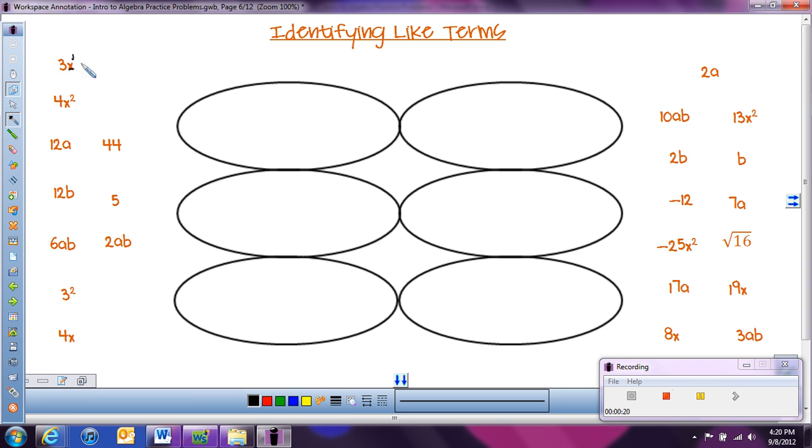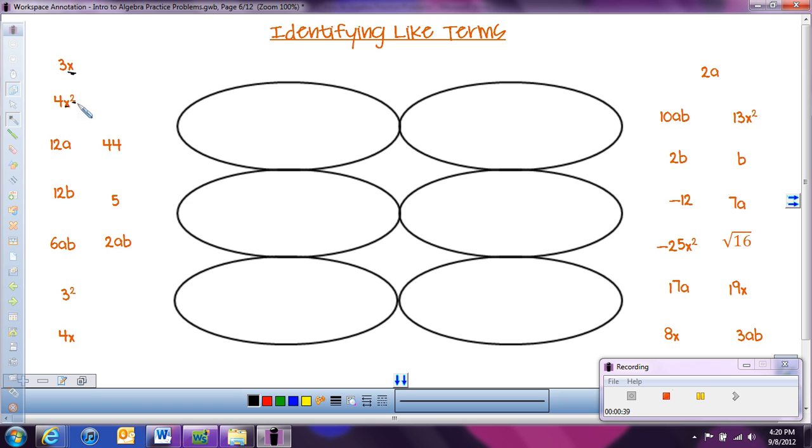It's a like term. However, x and x squared are not the same because they're raised to a different power. To be like terms, they have to have the same variable raised to the same power. Doesn't matter what number is out in front, the variable is what we're looking at.